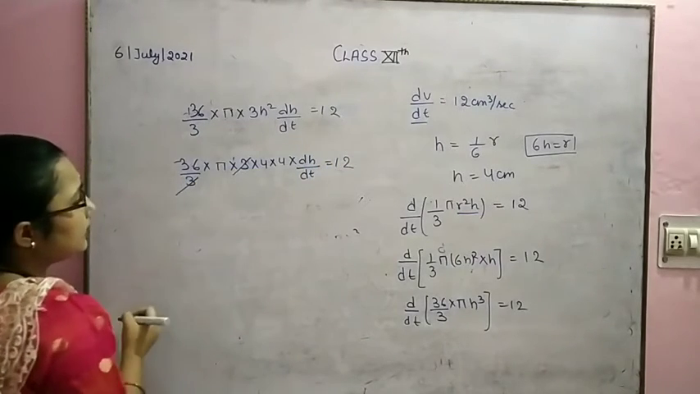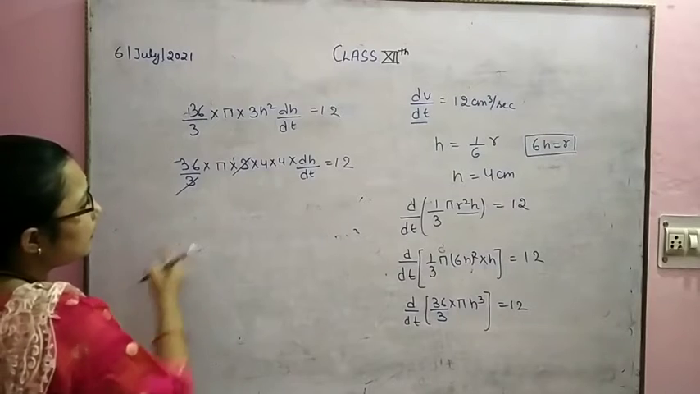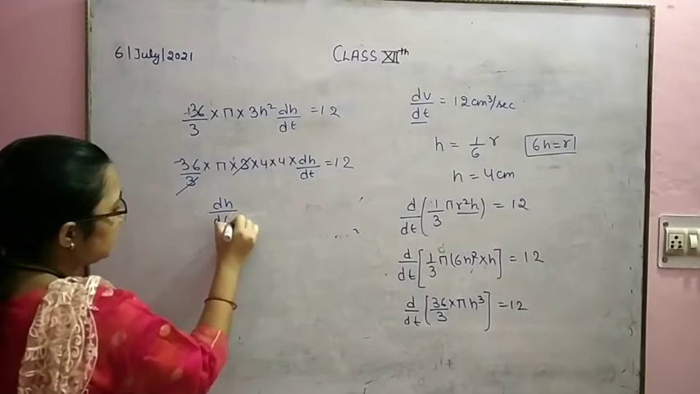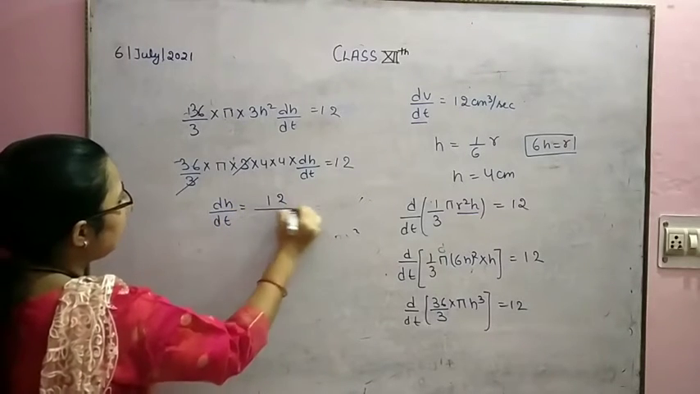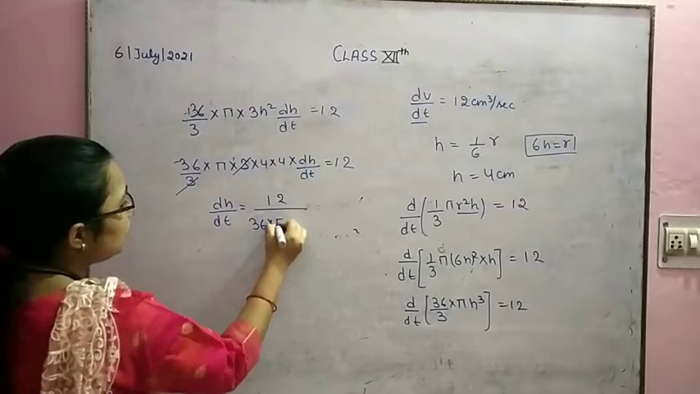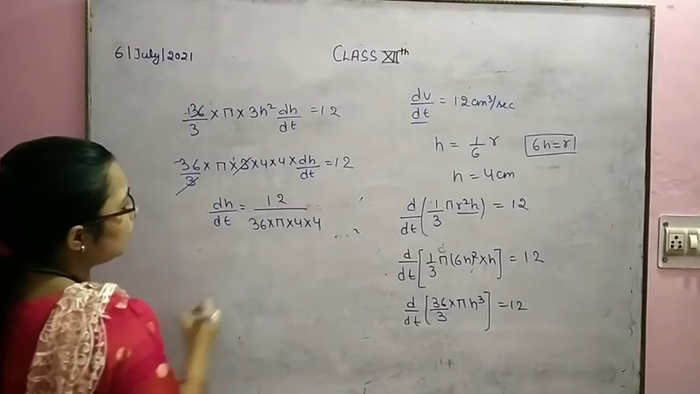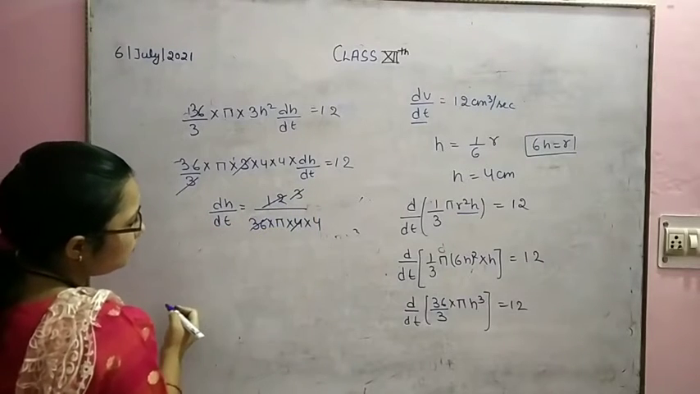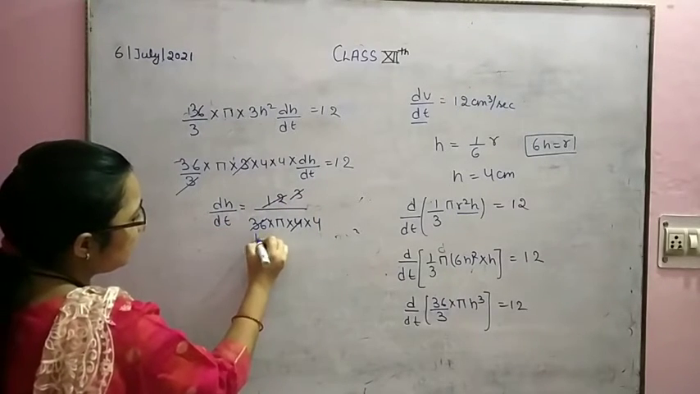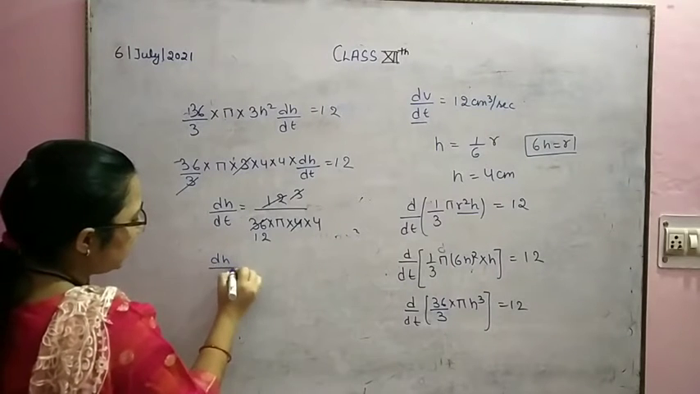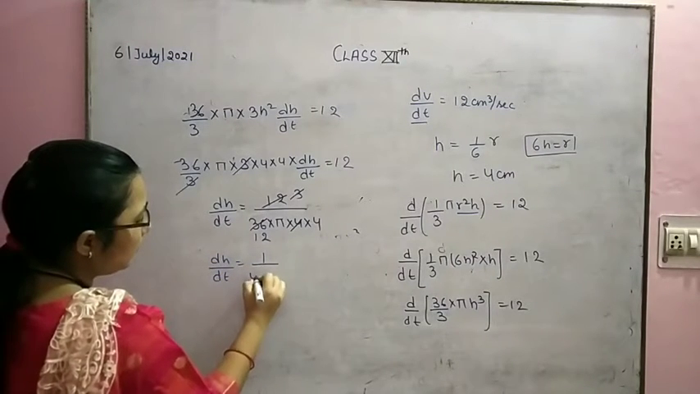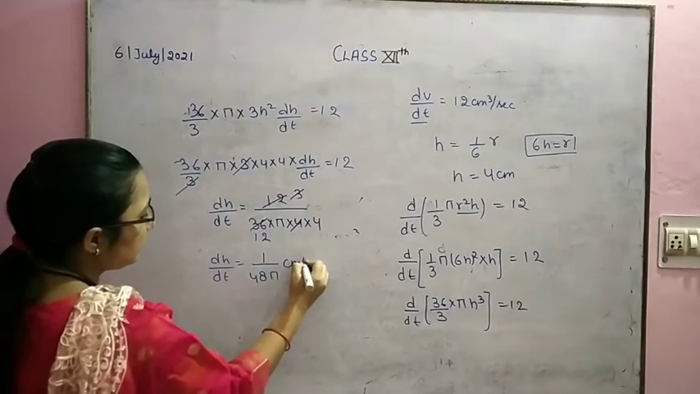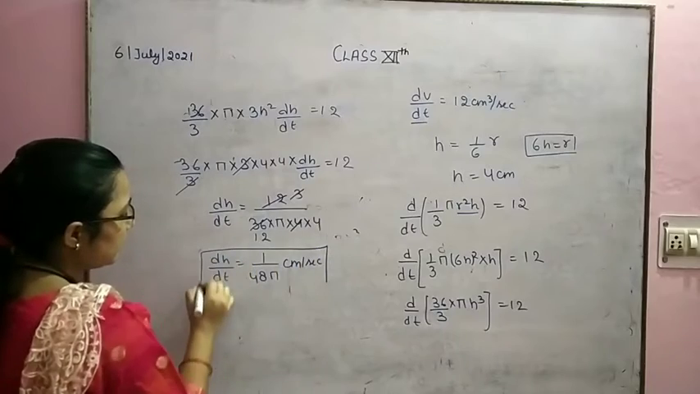Now 3 and 3 will be cancelled out. We have to find out the value of dh by dt. So that means dh by dt is equals to 12 upon 36 into pi into 4 into 4. Correct? 4 3 is a 12 and 3 cancel out. 36 12. So we get dh by dt is equals to 1 over 48 pi and the unit is centimeter per second. Correct?